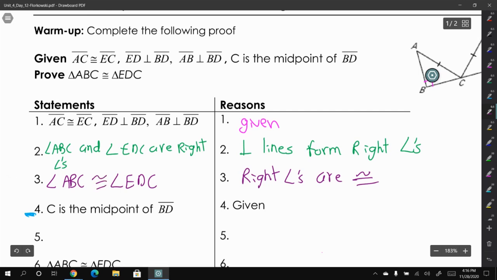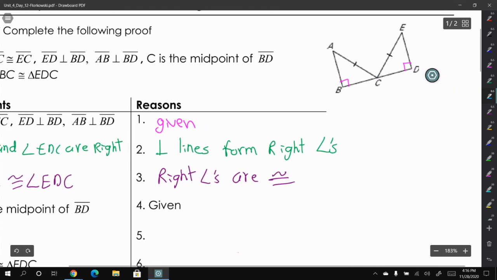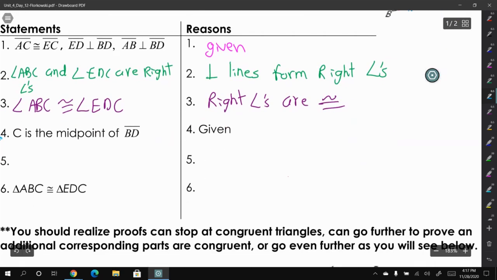So now we get to statement number 4, where it says C is the midpoint of BD. Remember, a midpoint cuts a segment in half. So that tells us that BC is congruent to DC. Here's segment BC, here's segment DC. That is the definition of a midpoint.